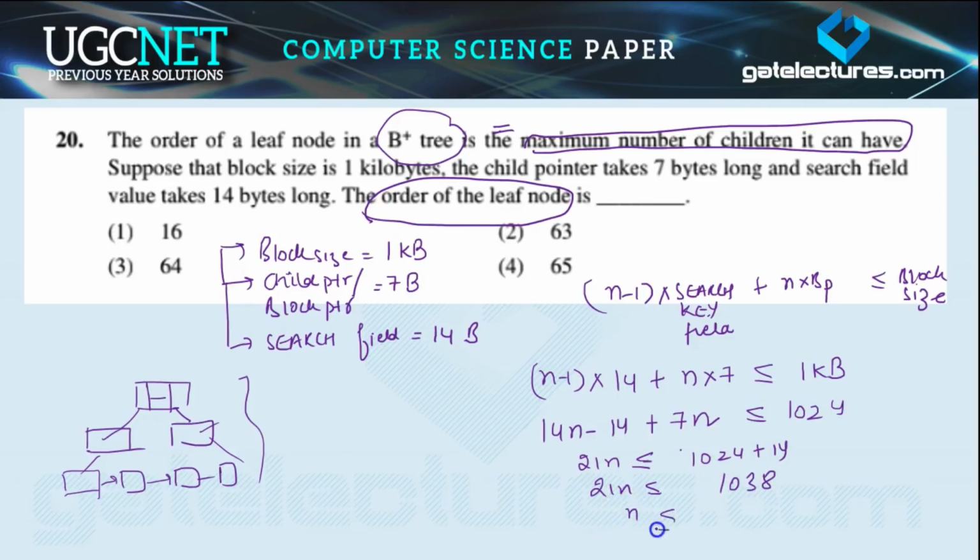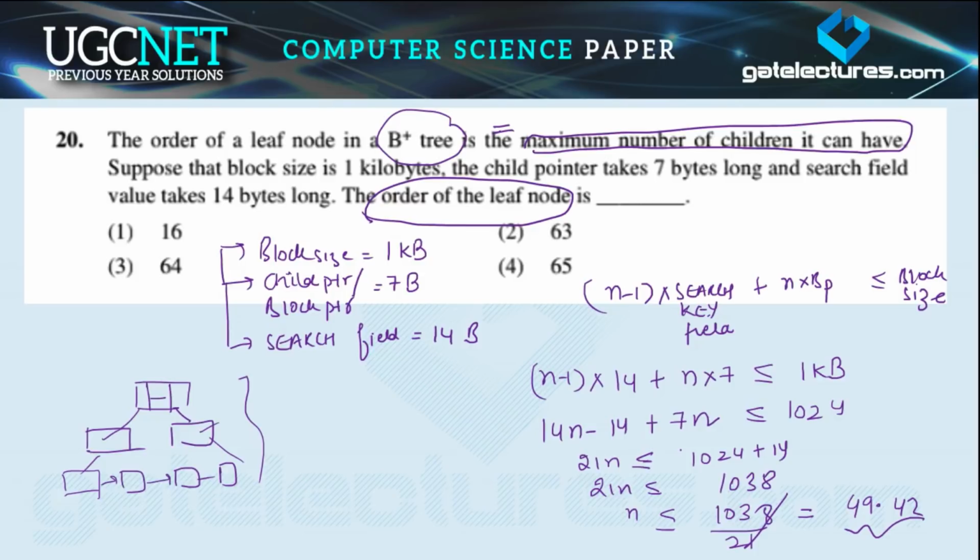Now the n value after solving, 1038 divided by 21, will become around 49.42. Okay, so the n value is the order of the leaf node, the maximum number of children it can have. It is maximum 49 point something, right? More than this is not allowed.